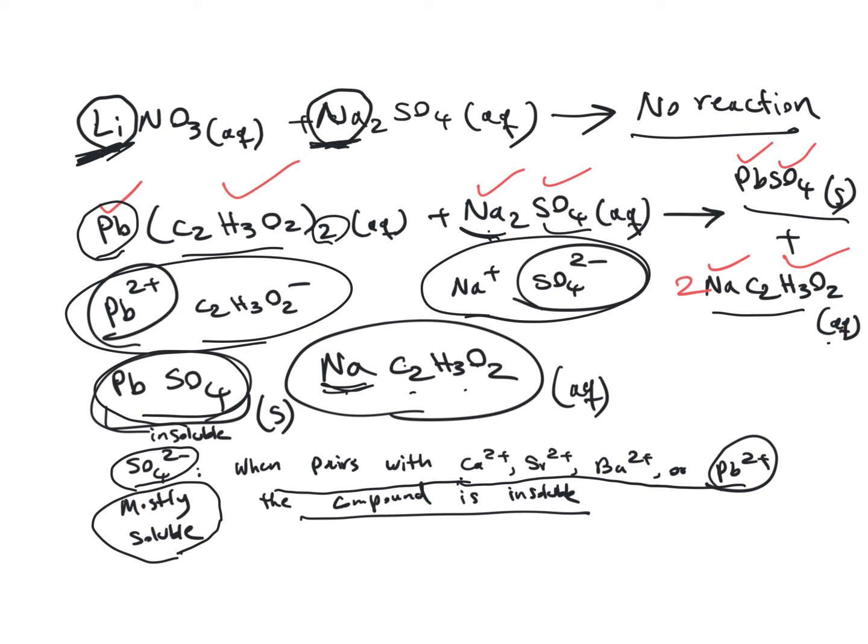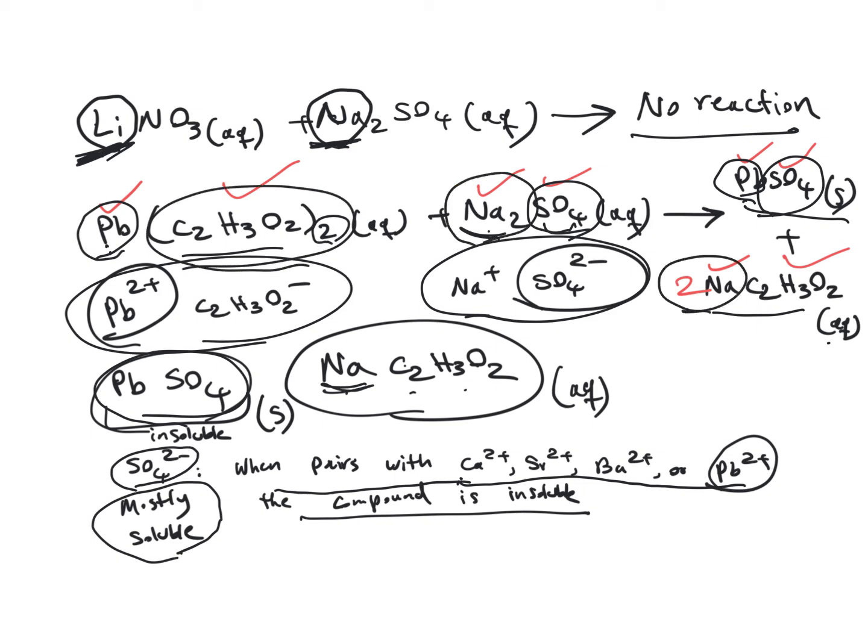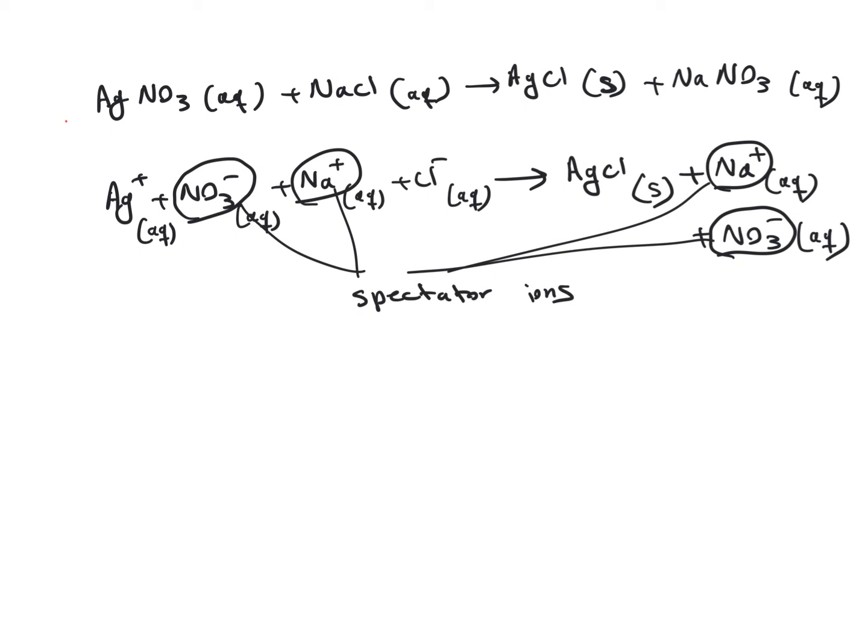want to balance the chemical equation. Pb 1, SO4, we have one here, we have 2 sodium here, we added 2 here, and then 2 acetate, we have 2 acetate here as well. And I was talking about molecular equations, complete ionic equations, and net ionic equations.